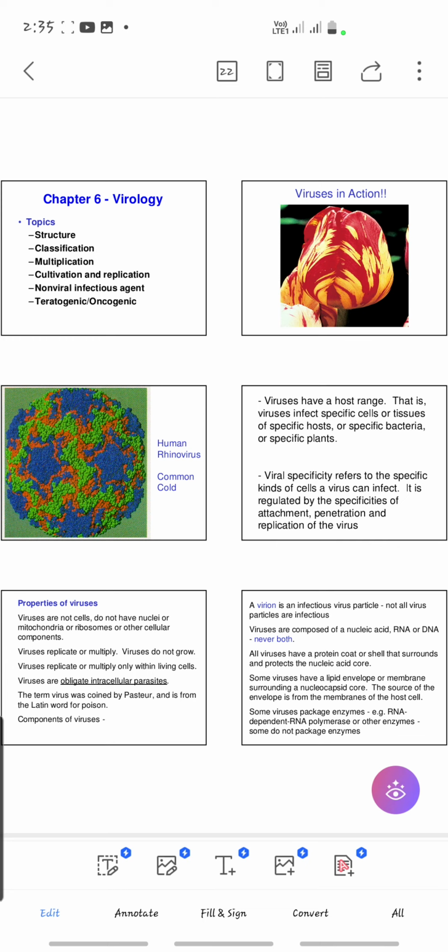Our main goal for today is to know the structure, classification, and multiplication of viruses. Not only that, we will also learn how to cultivate and replicate viruses, non-viral infectious agents, and of course the teratogenic or oncogenic process of viruses.